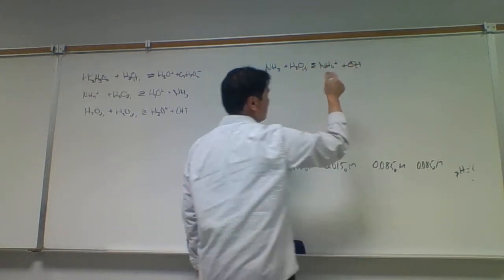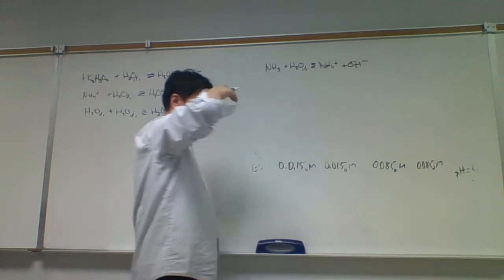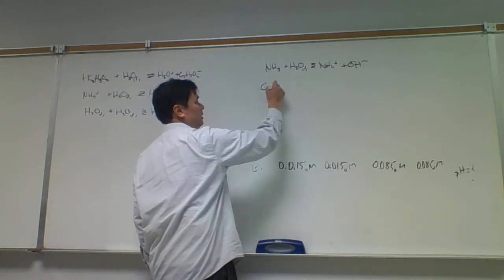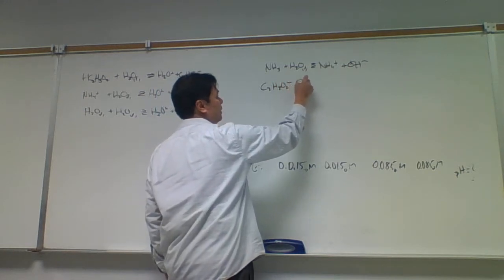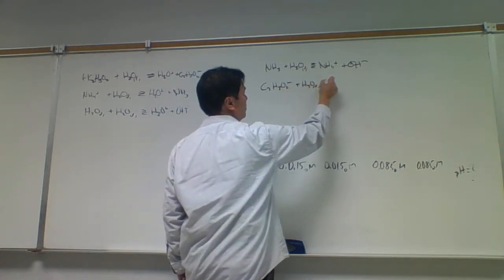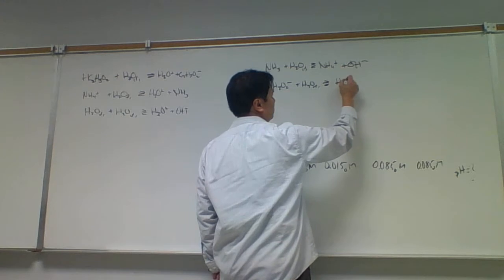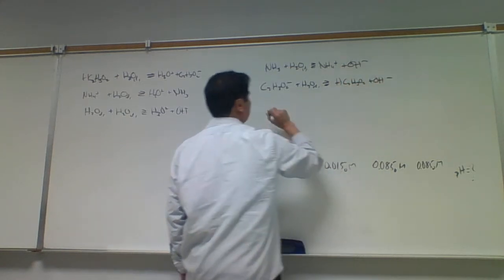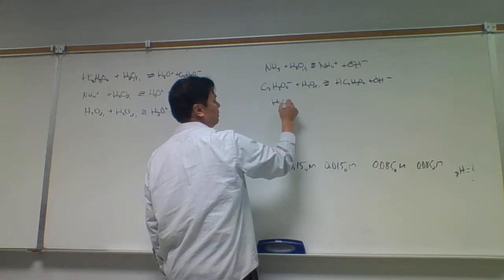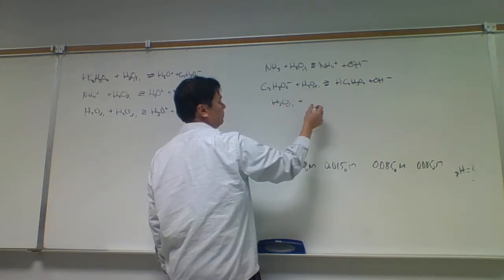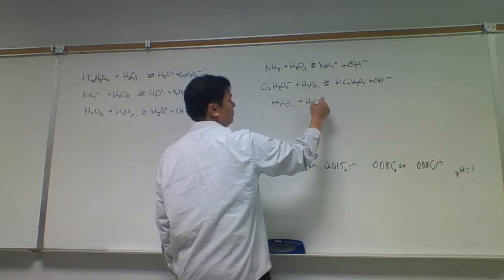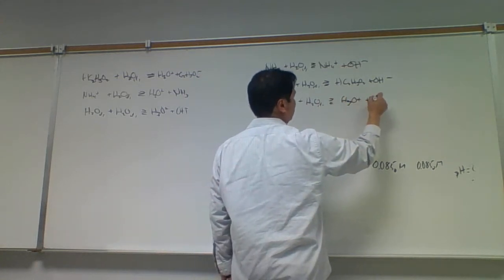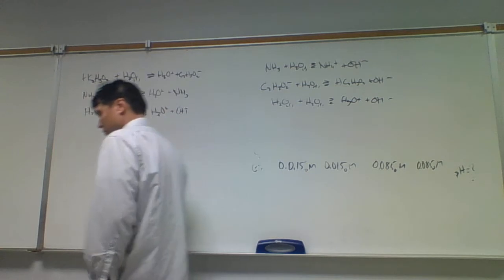to produce hydroxide. In fact, maybe I should look at all the hydroxide ion producers. There's another hydroxide ion producer, and that's acetate. Acetate's a weak base, and that can produce hydroxide as well. So we'll form acetic acid and hydroxide. And then I have one more, water.